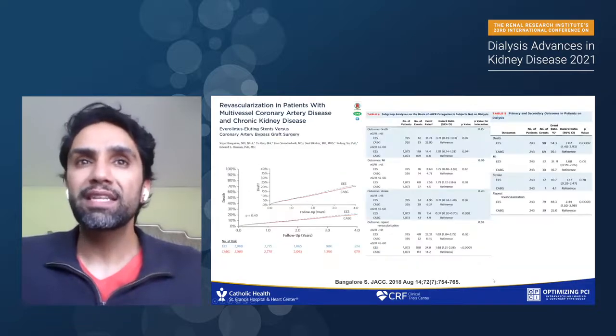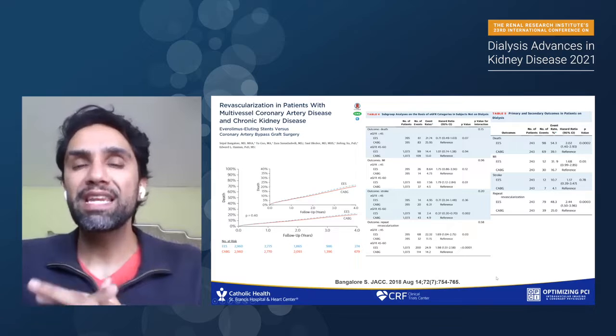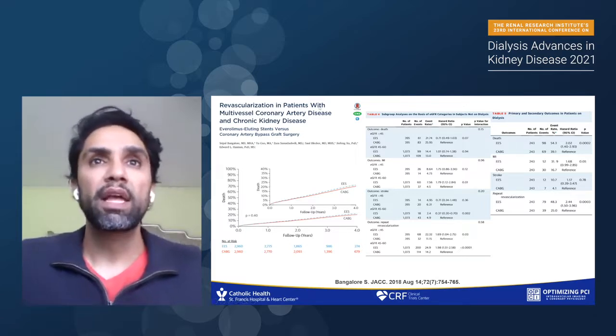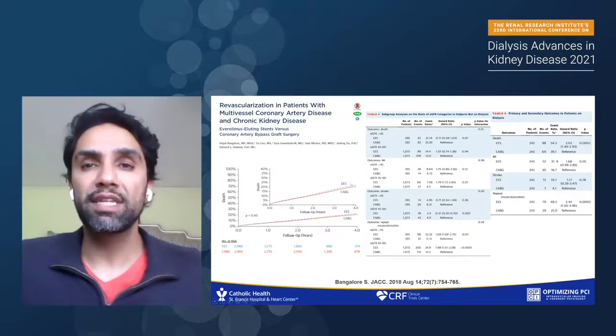So all of these things taken together really help us understand that we need a tailored, individual patient approach. This is revascularization in patients with multivessel coronary artery disease and chronic kidney disease. No difference in death, stenting versus bypass surgery.